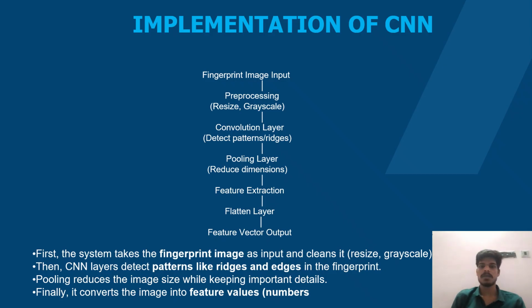Implementation of CNN. First, the system takes the fingerprint image as input and cleans it. Then CNN layers detect patterns like ridges and edges in the fingerprint. Pooling reduces the image size while keeping important details. Finally, it converts the image into feature extractions.